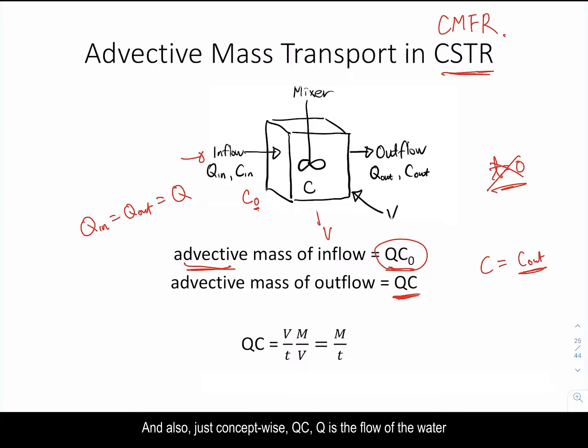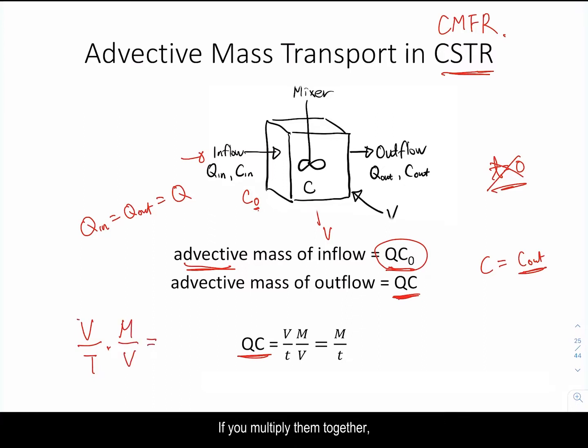All right, and also just concept-wise, QC, right? Q is the flow of the water, so that's volume per time. And concentration is mass per volume. So if you multiply them together, it basically becomes mass per time. So how much of the chemical A is moving or changing with respect to time. So that's what this product QC signifies.